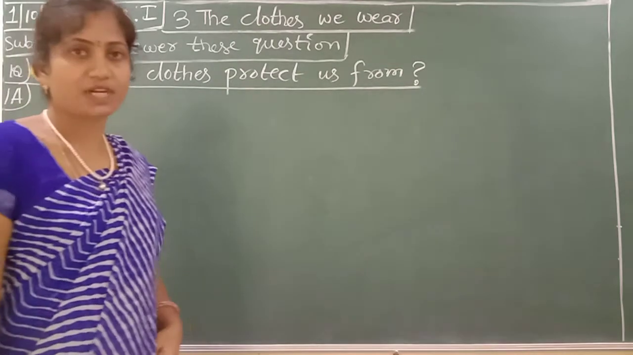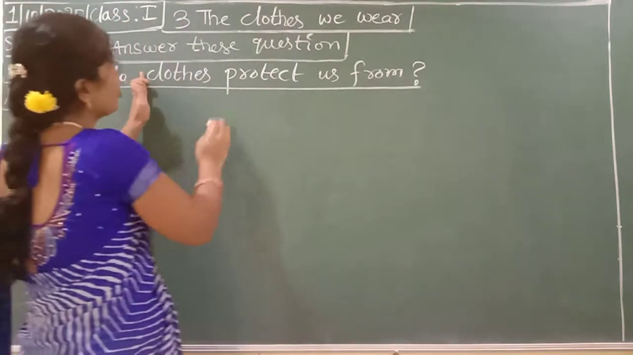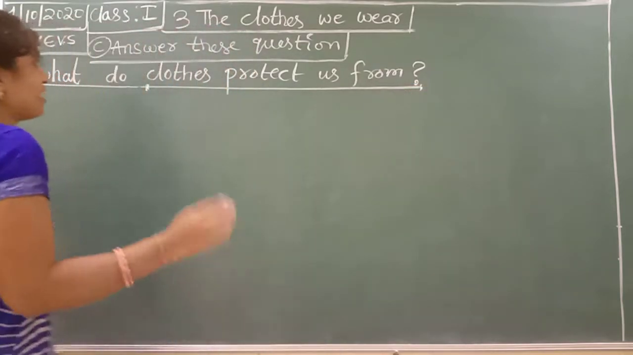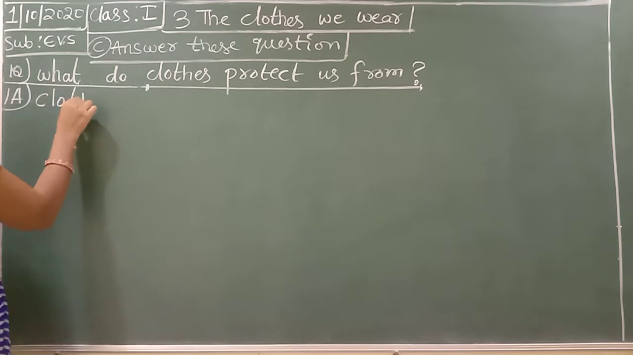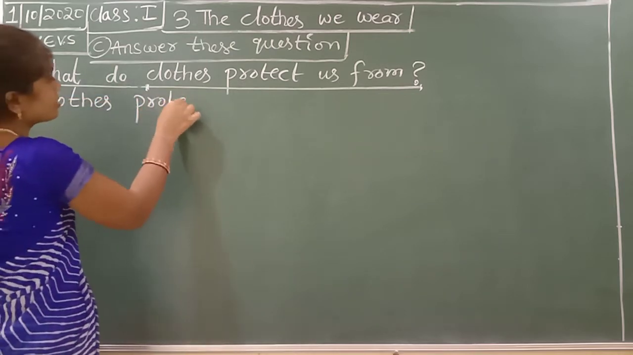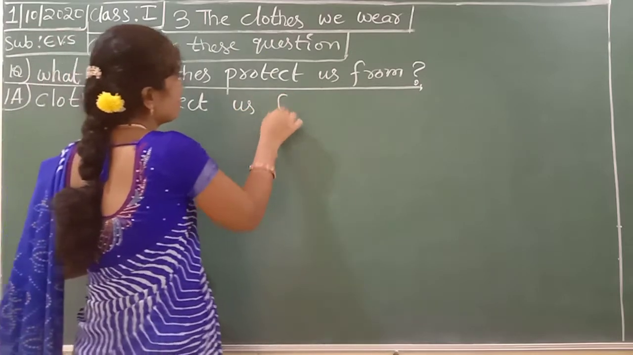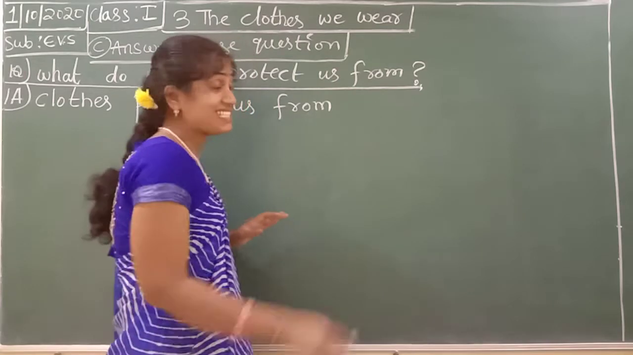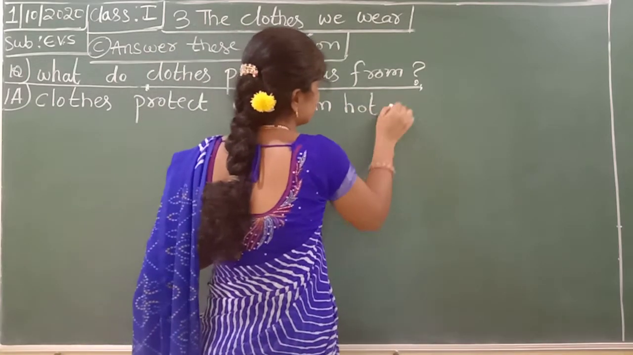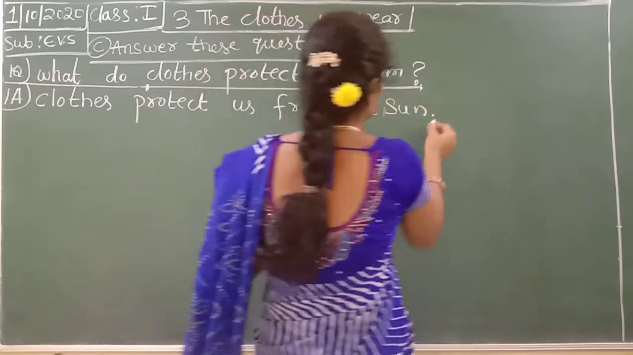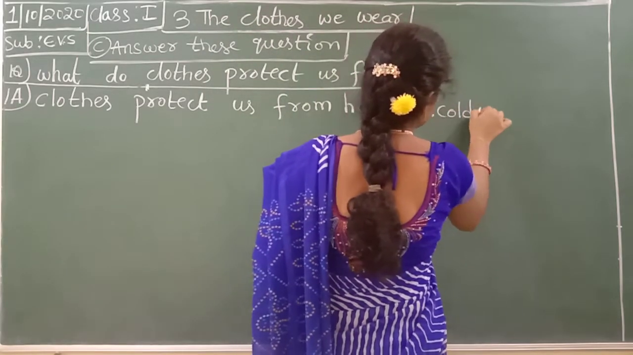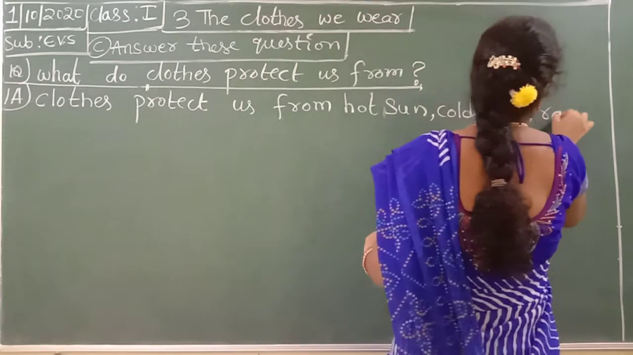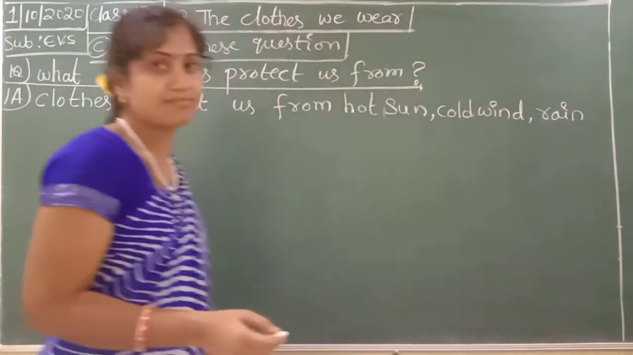Okay, clothes protect us from, here to here, as it is, you have to write. Better, very easy answer. Okay, children, clothes protect us from what we already discussed yesterday only, you know, hot sun, cold wind, comma, rain, comma, rain and insect bites.